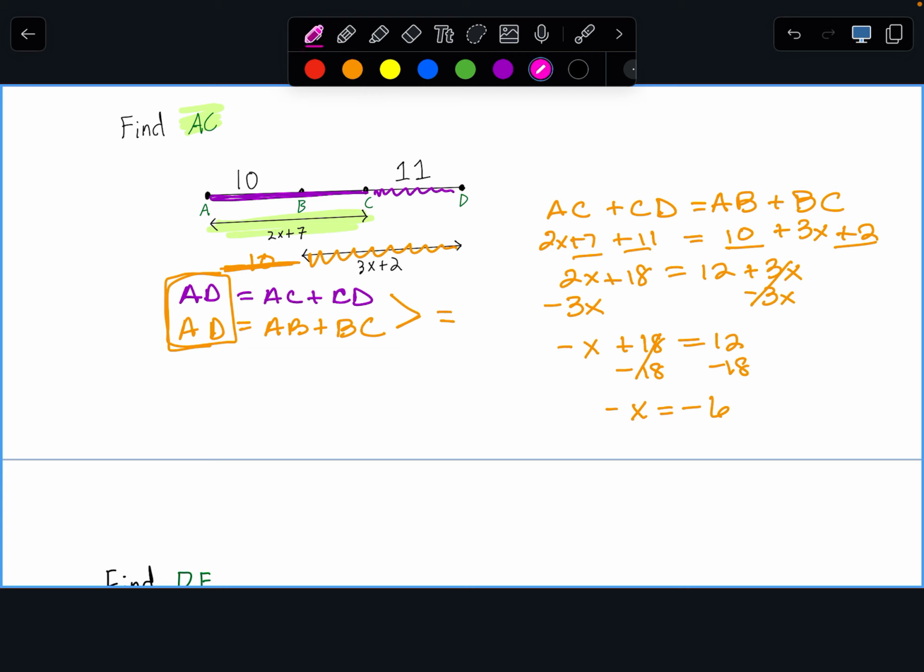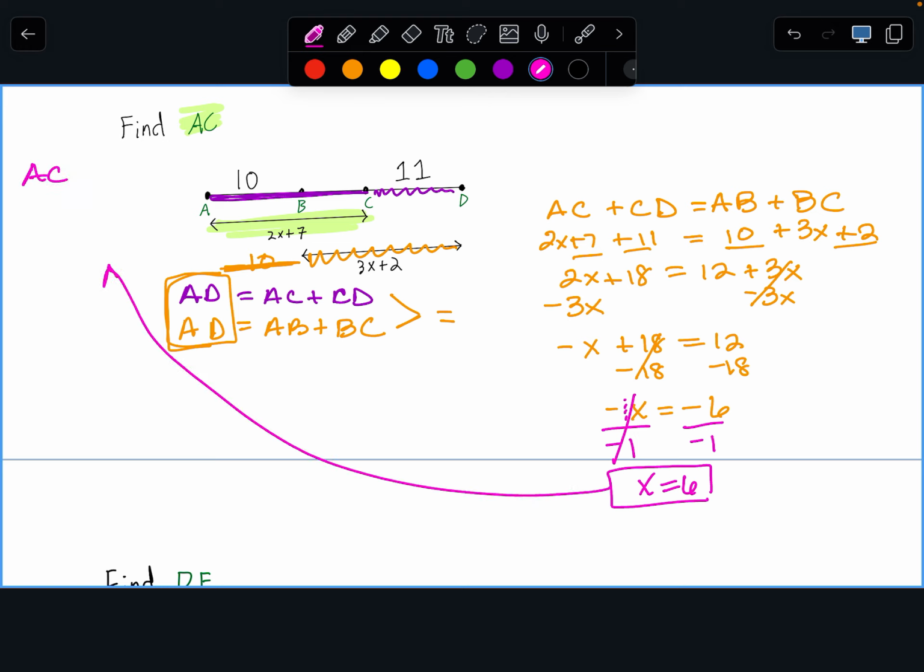Technically, that's an invisible 1, right? So then I need to divide by negative 1 to make that into a positive 1. So then I get x is 6. But then I need to remember that I'm looking for AC, which is right here. 2x plus 7. That's 2 times 6 plus 7. 12 plus 7 is 19.